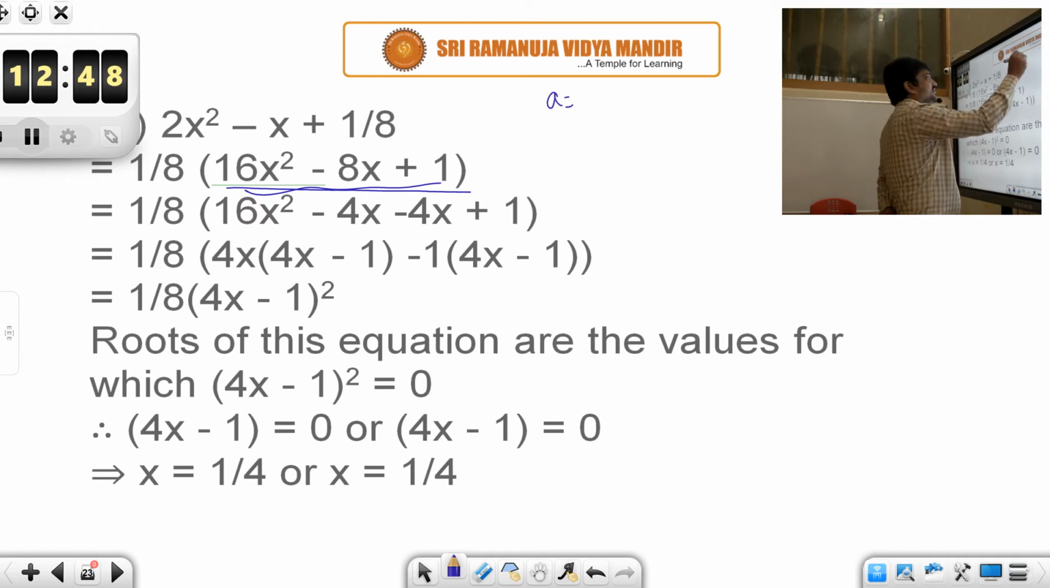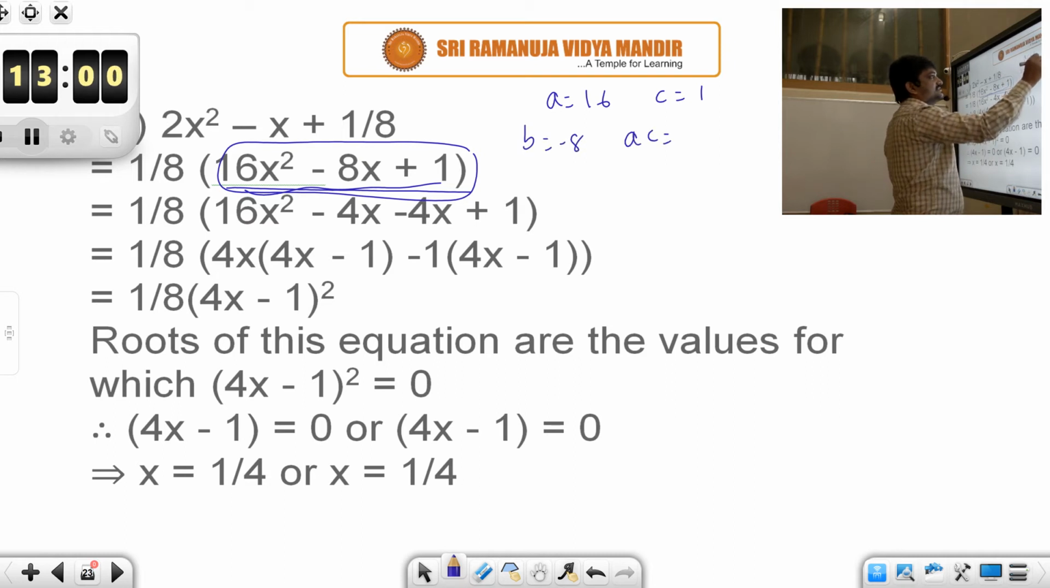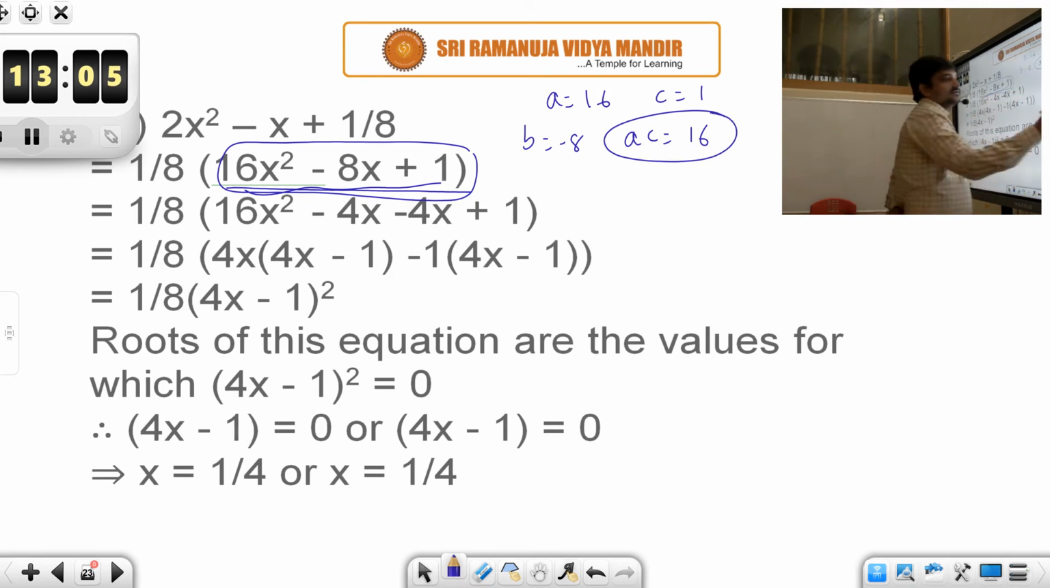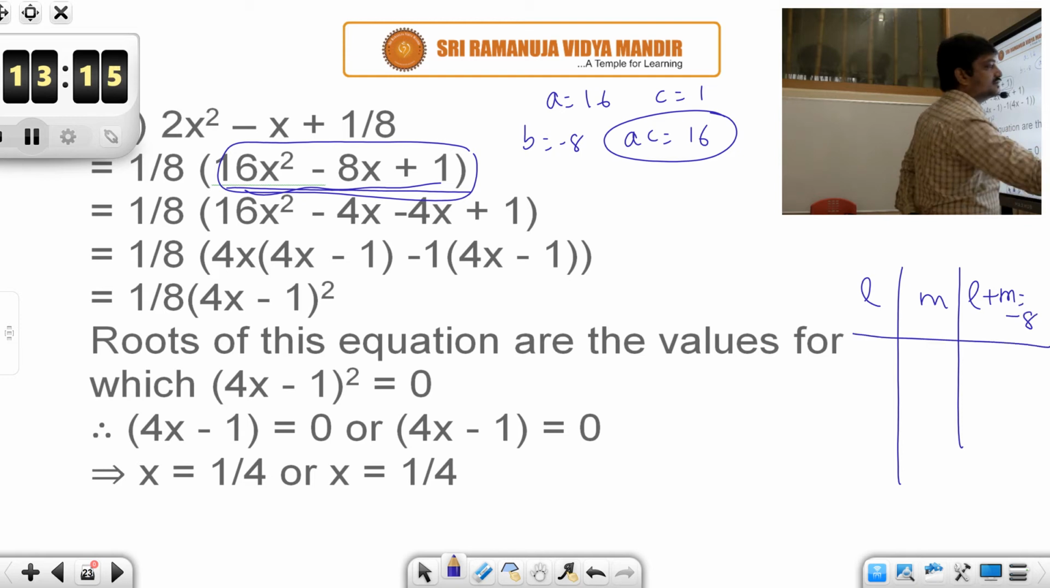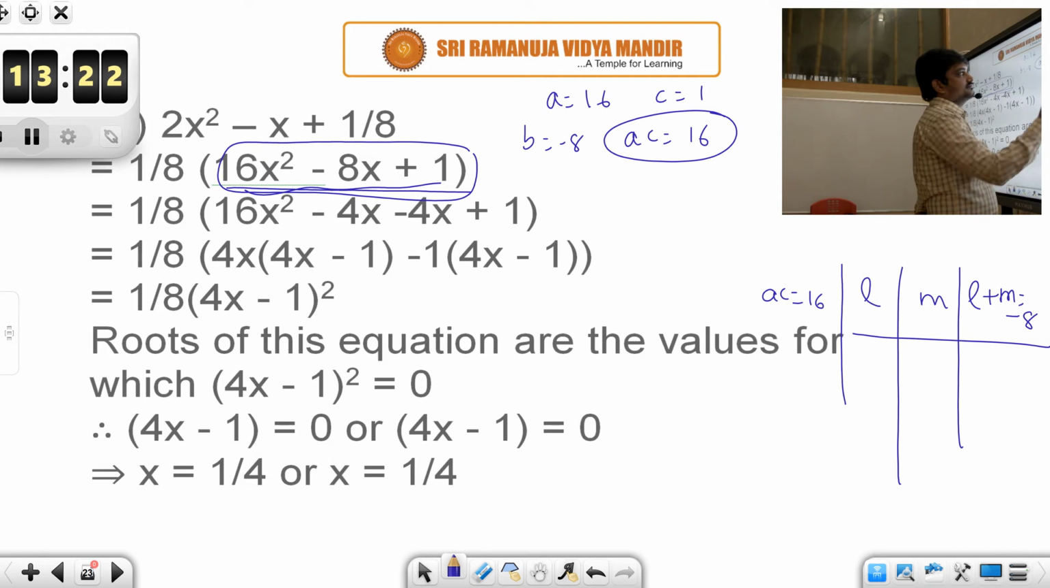Look at the values of A, that is 16. Look at this, only this part. Here A is 16 and C is 1. B is minus 8. So what is AC? AC is 16. So let's find the pair of numbers. L plus M should be minus 8, remember. So you need to express AC as a product of two numbers, L and M.